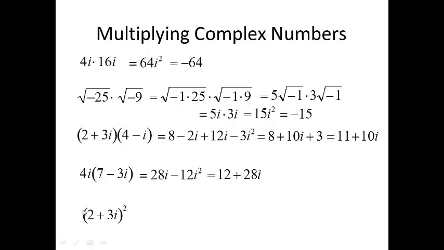One more. Squaring this. Okay, remember this has to be FOILed out. You can't just square each term in here. So foiling this out, you get 2 times 2 is 4. 2 times 3i is 6i. 3i times 2 is another 6i. And 3i times 3i is 9i squared. This gives me 12i minus 9 because I squared the i and got a negative 1. Combining my like terms, so negative 5 plus 12i.